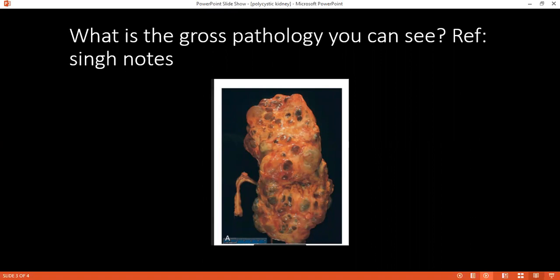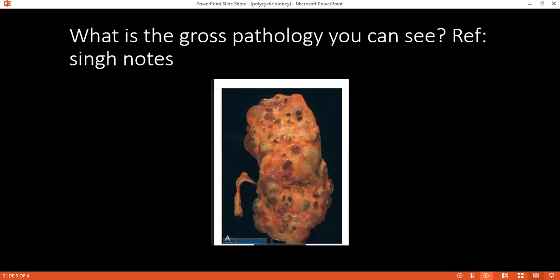Can you name a few other organs which can also present with cyst formation? There are some organs which can also have cyst formation, like liver, spleen, pancreas, ovary, as well as lung and intestine. Okay, what are the complications that these cysts can lead to? Due to cyst formation, there may be renal failure, hypertension, pain, and also infection. Very good.